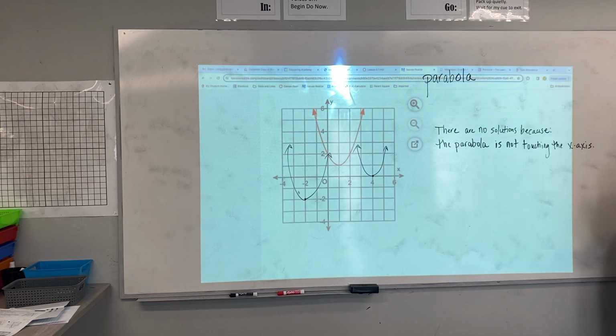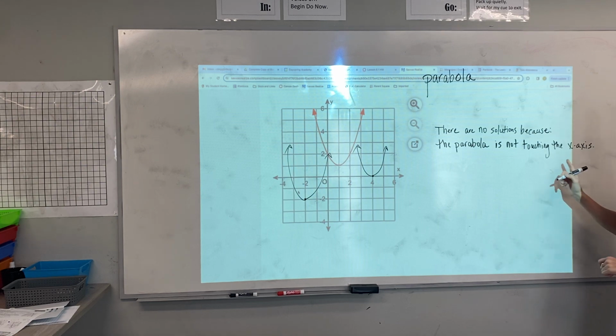Did anybody use another word or another phrase instead of saying not touching the x-axis? What did you write, Callie? I didn't say parabola. I said line because I thought of it as a line. You think of a quadratic function as a line. Okay. Not touching. And then, Ricky, what did you say? There are no solutions because there is no x-intercept.